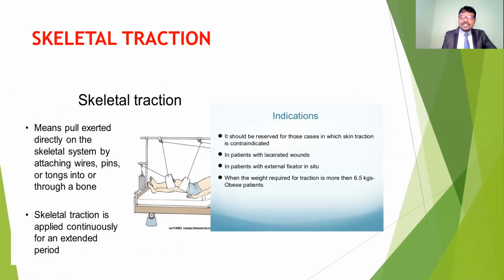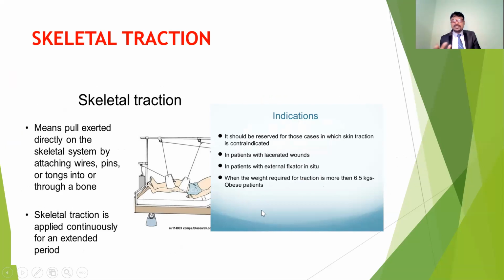Next one is skeletal traction. Skeletal traction is used in case of any injury, especially lacerated wounds, where skin traction is contraindicated. In those conditions, we are going to give skeletal traction. It is used in patients with lacerated wounds, patients with external fixators in situ, and also when the weight required for the traction is more than 6.5 kilos, as in an obese patient.